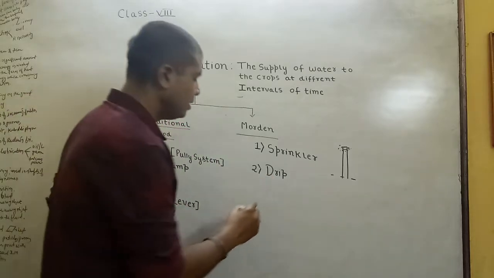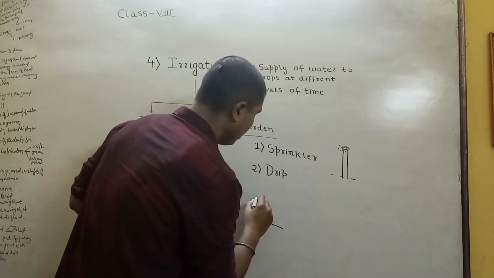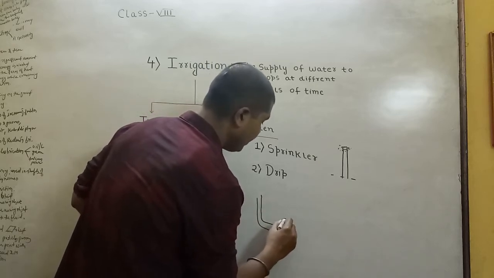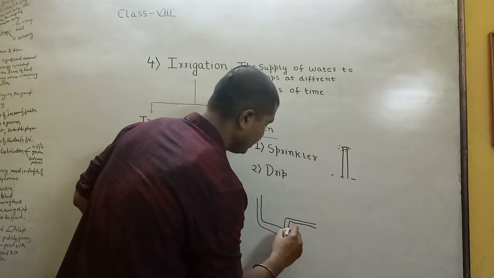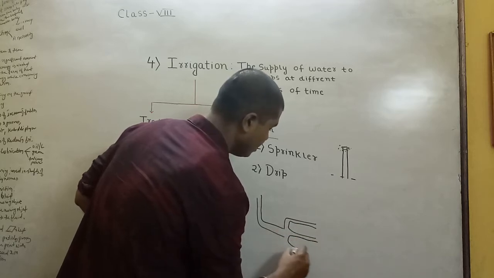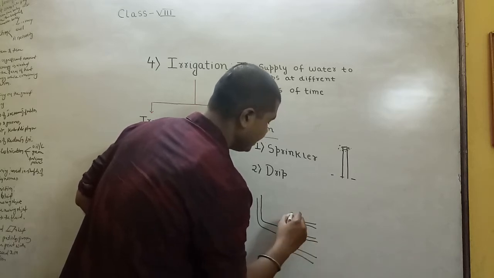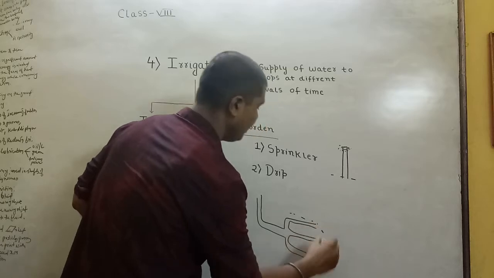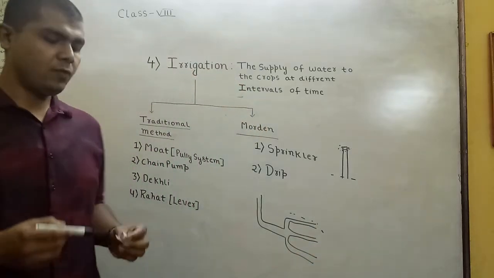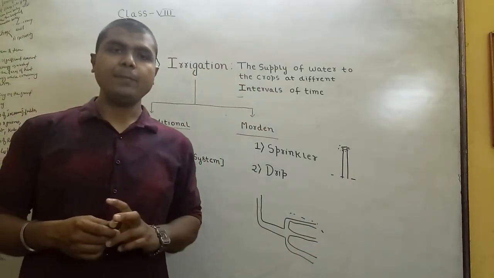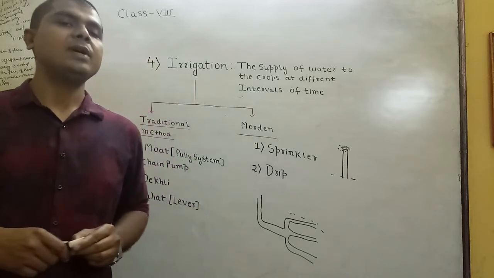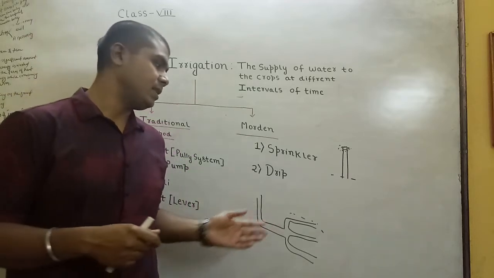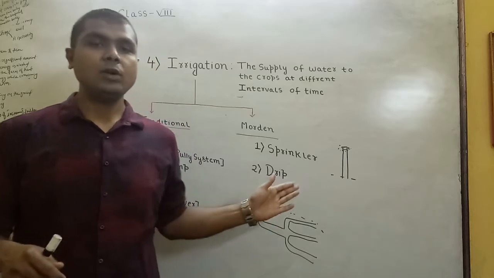A network of pipes is supplied just at the root of the plants. Now this provides water to the root, and approximately 70% of water is saved by this method. So this is the modern method.